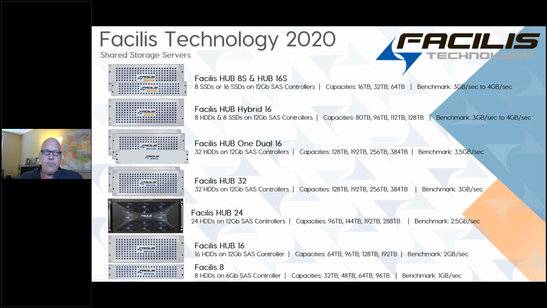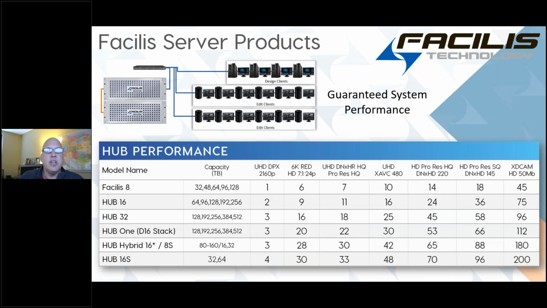And when you want to have more of a stream count benchmark or a stream count metric to use, we always have guaranteed system performance based on our stream counts. And the stream counts are very healthy for the type of system that it is. Of course, if you go to the Hub 16S or the hybrid system, you'll get a lot more of the lower bit rate, because there's a lot of randomization that happens, which SSD flash doesn't necessarily have a problem with. And then all the way down to Facilis 8, you can still see that I'm doing 14 streams of 220. I'm doing 6 streams of 6K RED at 7:1 24p.